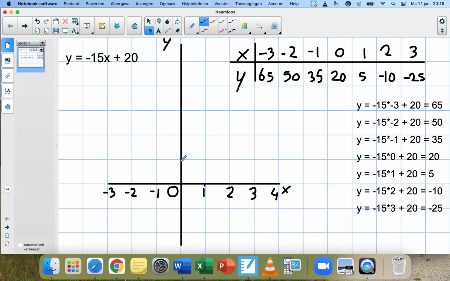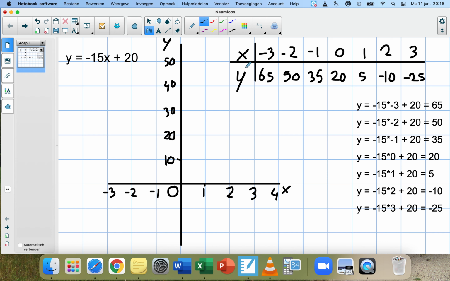Dus stapjes van 2, 5 of 10, dat zijn vaak makkelijker om te gebruiken. Dus we gebruiken hier stapjes van 10. That way we should be able to get to 65 within the view. So again, we have to make sure if I go 1 up to 10, then the next one has to be another 10. So then we get to 20, 30, and so on. But every step has to be the same.